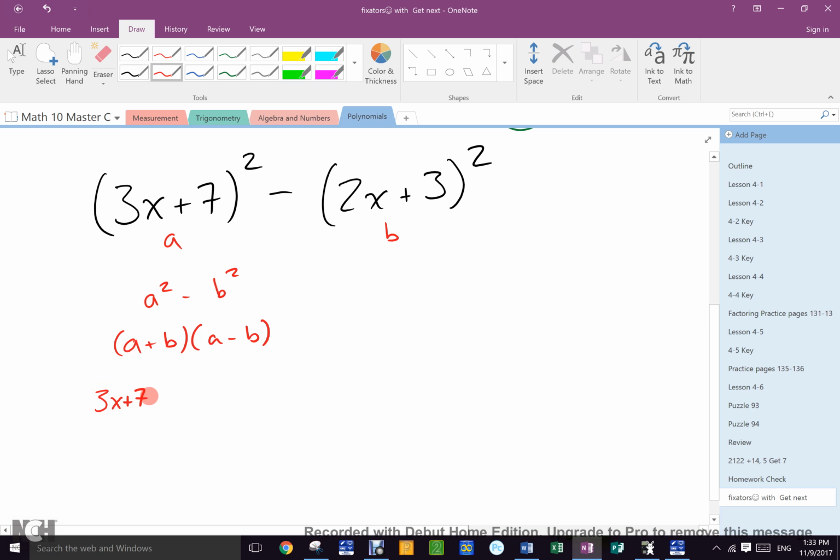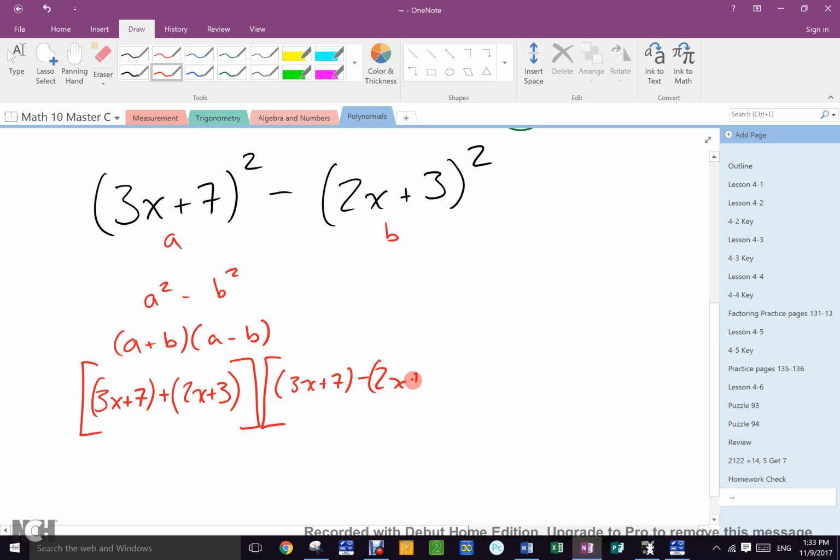3x plus 7. And that's all one thing, yes? Then I'm adding B. What's B? 2x plus 3. Is everybody cool? Okay. Then I'm going to do that again, but instead of 3x plus 7 plus 2x plus 3, what is it going to be? 3x plus 7 minus 2x plus 3.